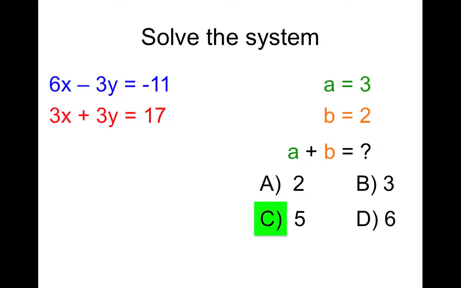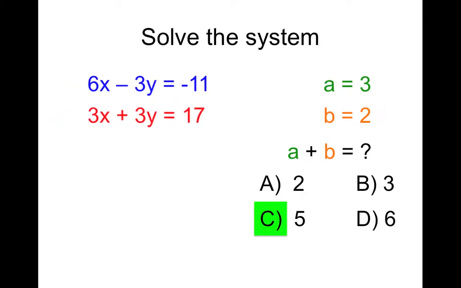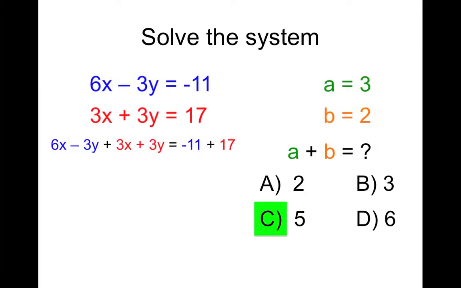Now back to our problem. Look at what's going to happen if we add these two equations together. So I added up everything on the left and everything on the right. Well, within these two equations on the left-hand side, there's a negative 3y and a positive 3y. Those are going to add up to 0 y's. If I add up the left and add up the right and combine like terms and simplify, wow, look at what we get. 9x equals 6.